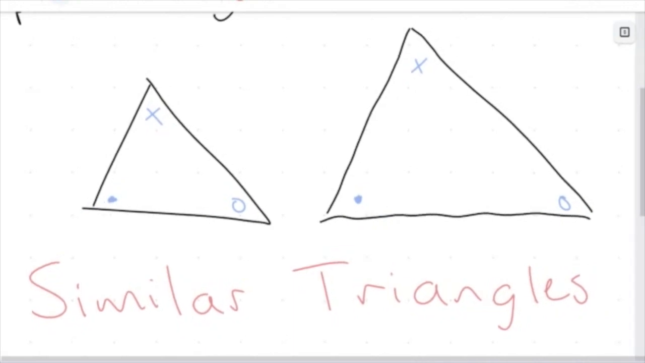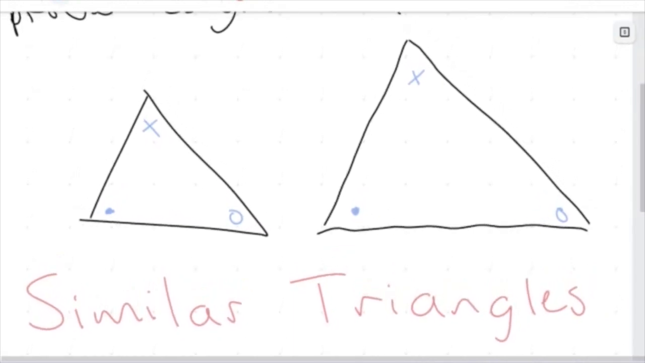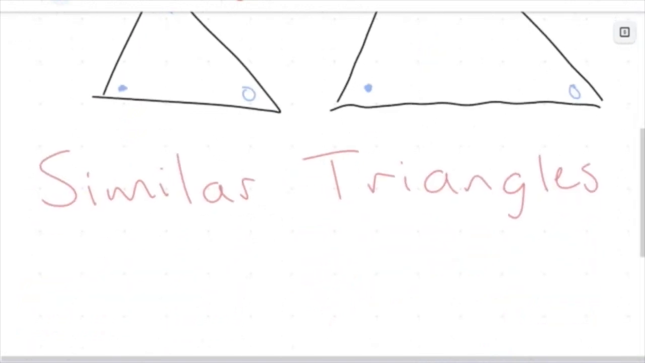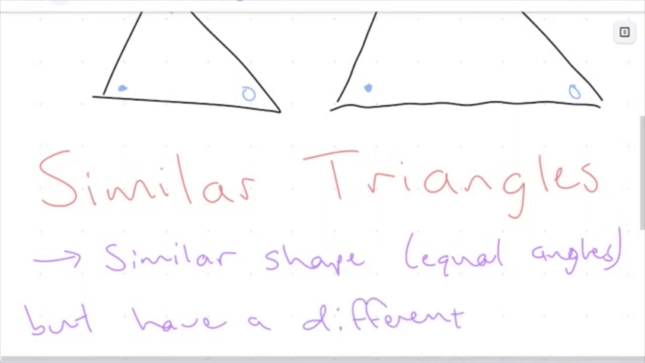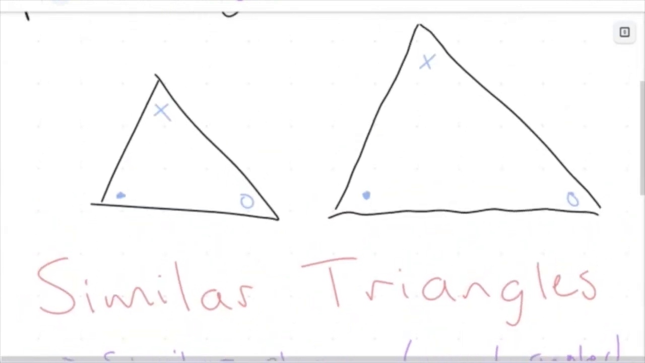So to define similarity, similar triangles, well, for one, they look similar. So they have a similar shape, which means equal angles, but have a different size. I'll keep the definition quite simple for now. There's more to it later on, which we'll get into next year.